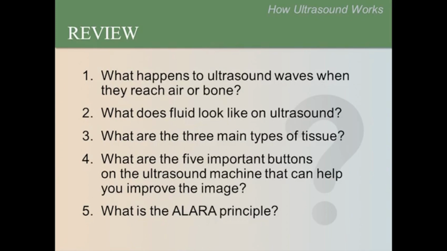Questions for review. Please pause the video now to review these questions and answers. What happens to ultrasound waves when they reach air or bone? The answer is that they are reflected. What does fluid look like on ultrasound? The answer is that it looks black. What are the 3 main types of tissue? The answer is complex, cystic, and solid.